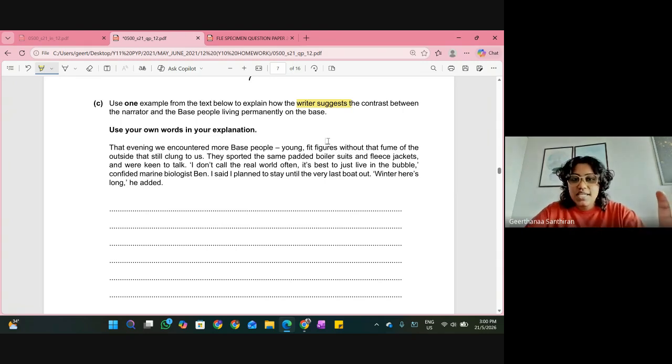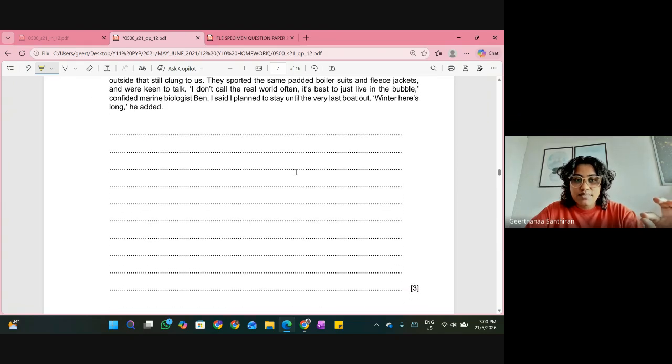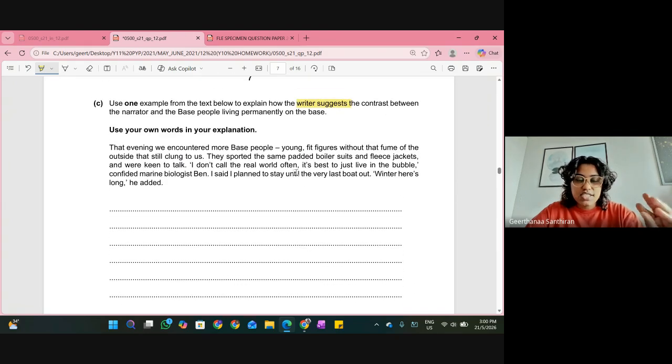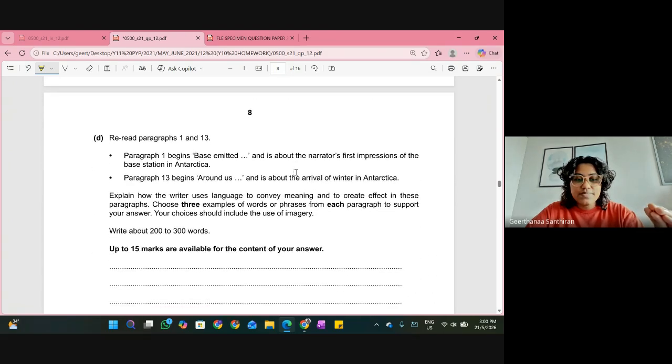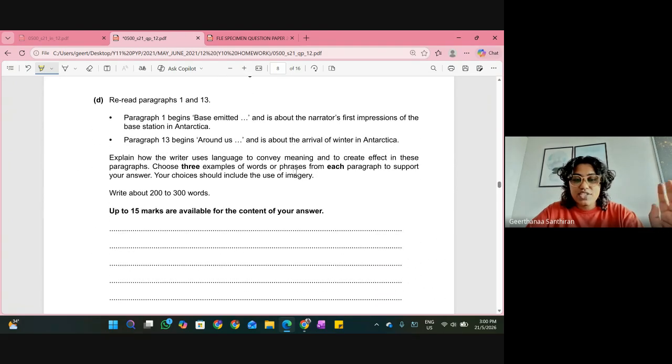C is much more specific to the situation. We have to find a phrase that matches the instructions, the question, more. But then D is much more flexible in that you get these two big paragraphs and you can choose any words or phrases that convey meaning and create effect, right? But again, big giveaways that this is what we're talking about: writer's effect.